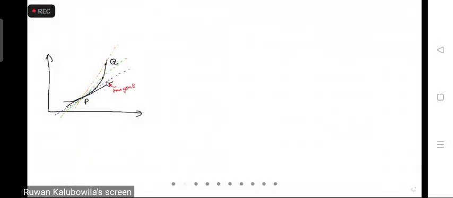Now it is better than the previous one, the green color. The line defined using the P and Q, these two points.